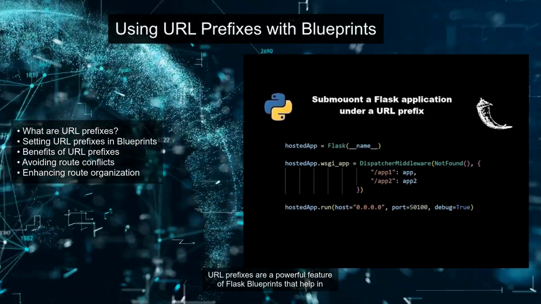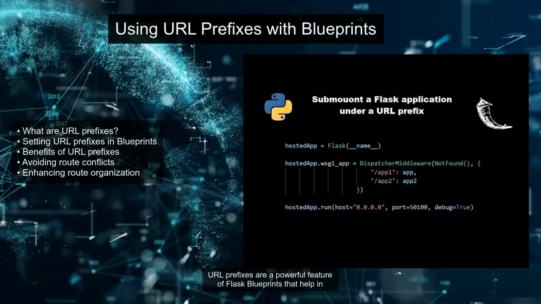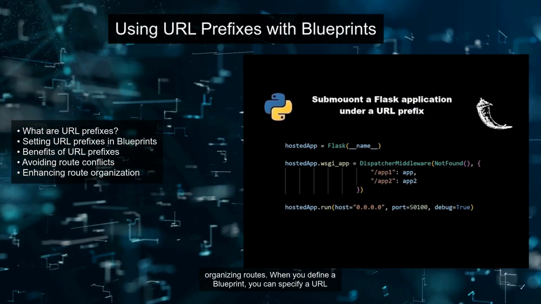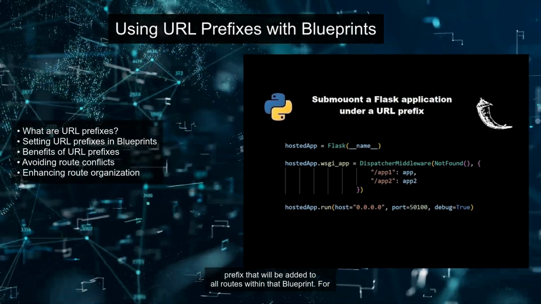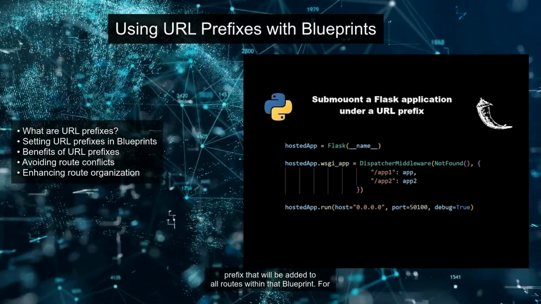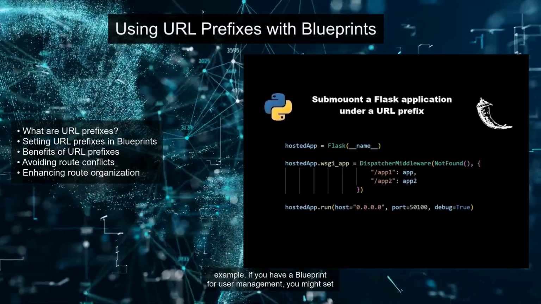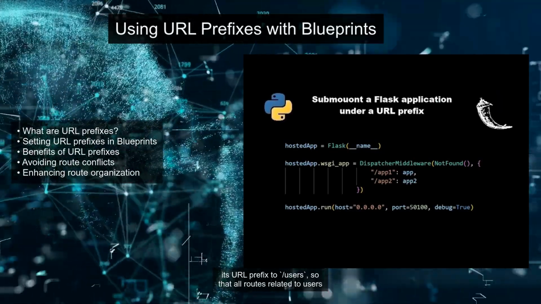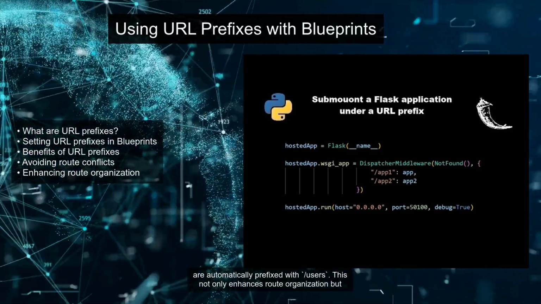URL prefixes are a powerful feature of Flask blueprints that help in organizing routes. When you define a blueprint, you can specify a URL prefix that will be added to all routes within that blueprint. For example, if you have a blueprint for user management, you might set its URL prefix to /users, so that all routes related to users are automatically prefixed with /users.